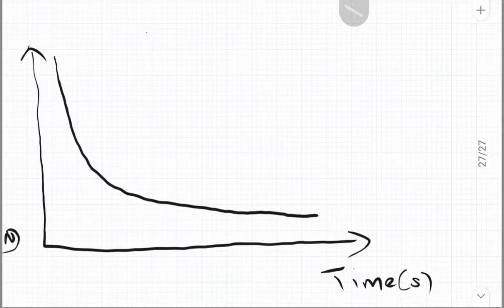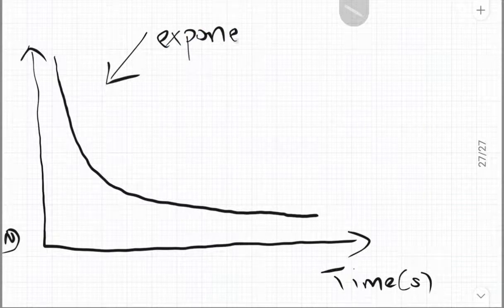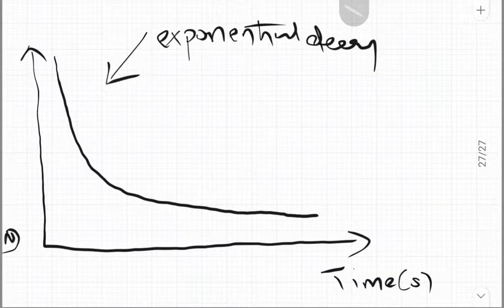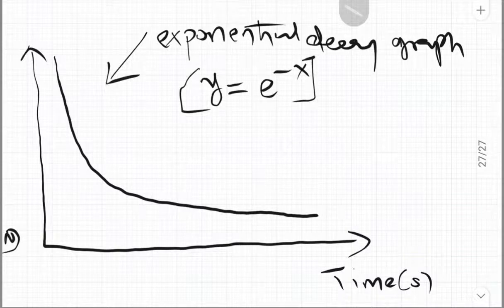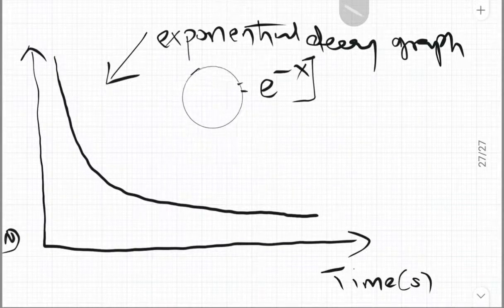This graph is actually called an exponential decay graph. From the mathematical point of view, it looks more like y equals e to the negative x. Of course we are not looking at mathematics, so let's just look at the physics aspect of it.